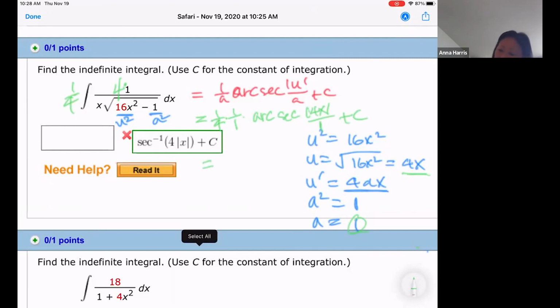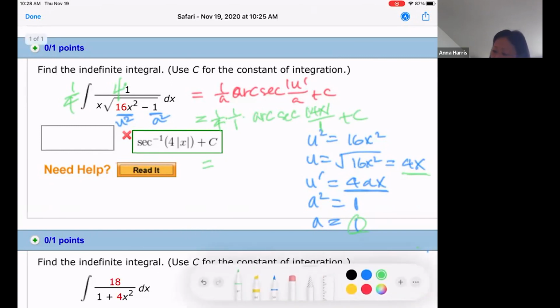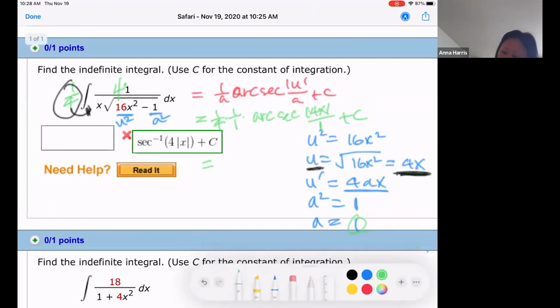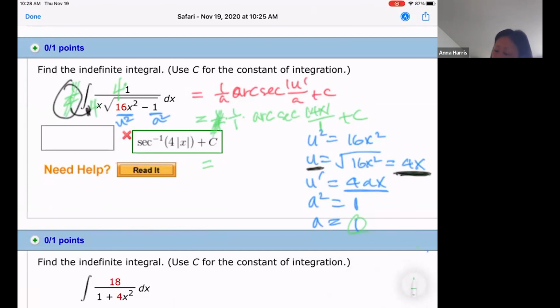Okay, so actually this 4, I need to put this in over here because the u is equal to 4x. I don't have a 4. So put the 4 over here instead of over there. That means I don't have this. So your answer is just arcsecant 4x plus c.